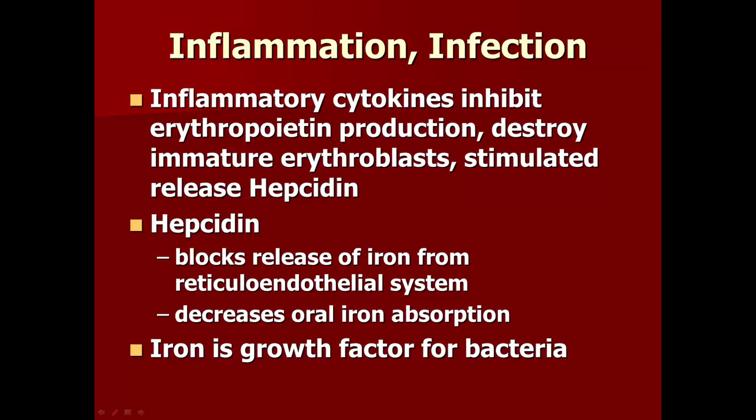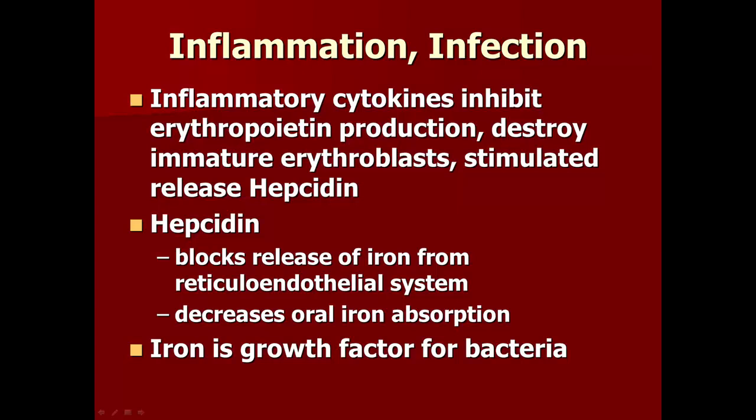So I promised, okay, maybe threatened, that we would talk again about inflammation and infection. This is a very important concept because the inflammatory cytokines have potential major effects on anemia. One of the effects is that the inflammatory cytokines, and these would be the pro-inflammatory cytokines, inhibit erythropoietin production. Therefore, the poiesis, or the production of red cells, would also be inhibited.